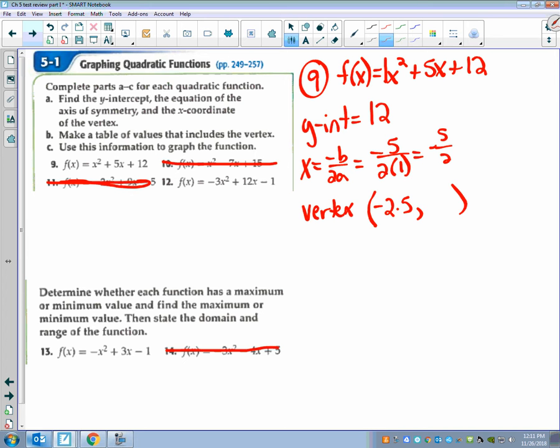And so I got to do that really quick. Be careful using your calculator. Remember to put it in parentheses when it's negative. So negative 2.5 squared plus 5 times negative 2.5 plus 12. And I get 5.75.